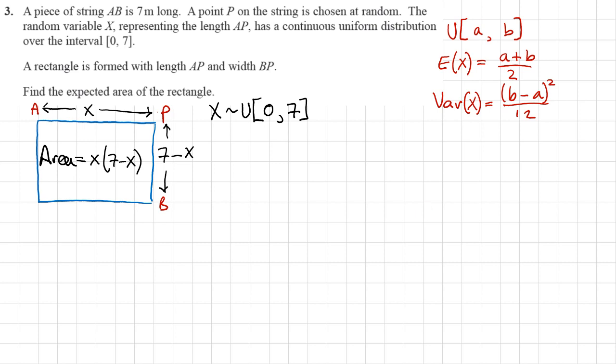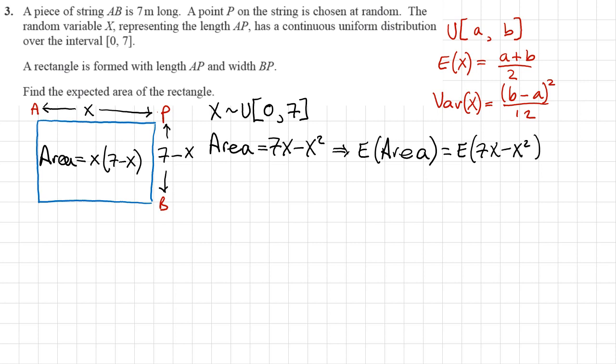So then we'll move on to say how we find the area. So the area, if I expand the brackets, is going to be 7x minus x squared. That means that the expected area, the thing that we're trying to find, is going to be equal to the expected value of 7x minus x squared. That can be split up into the expected value of 7x minus the expected value of x squared.